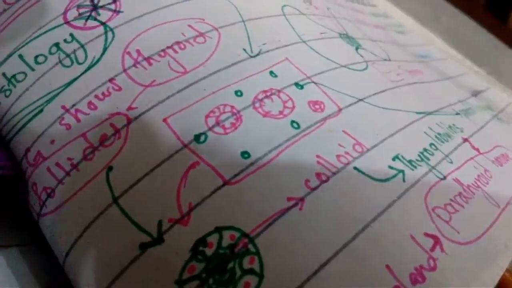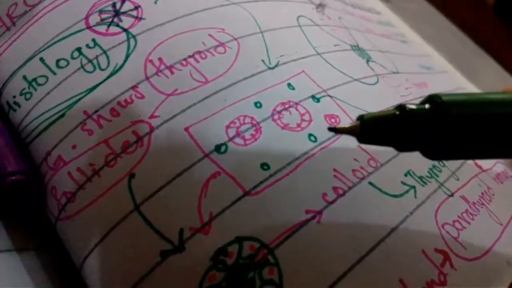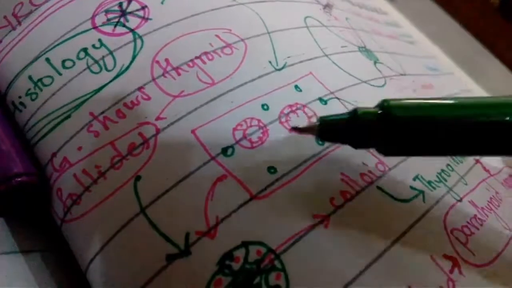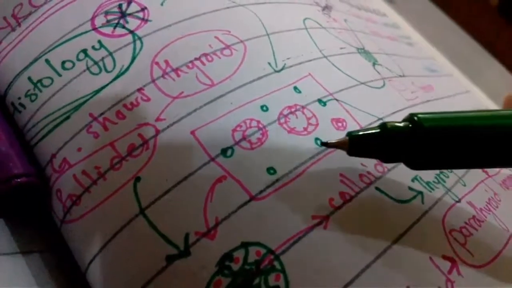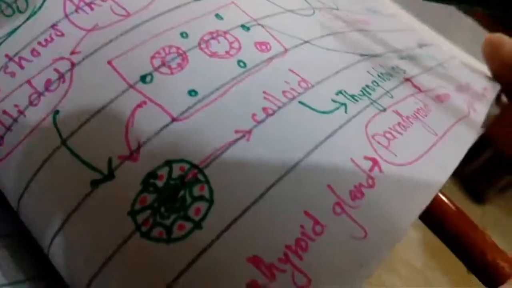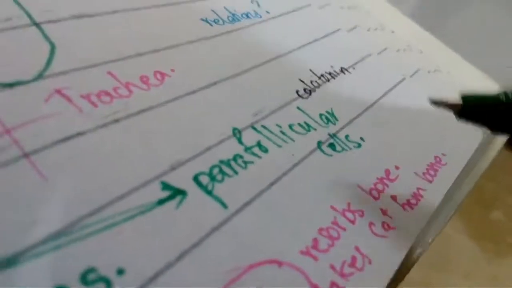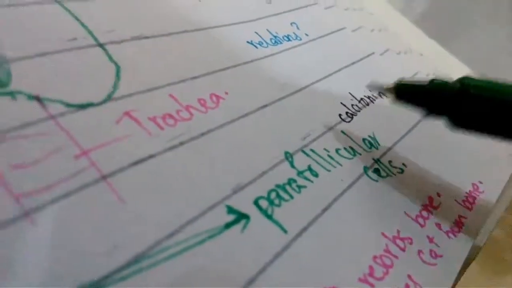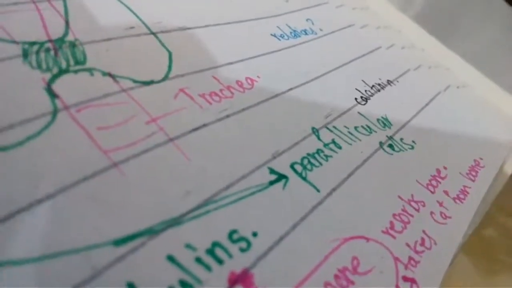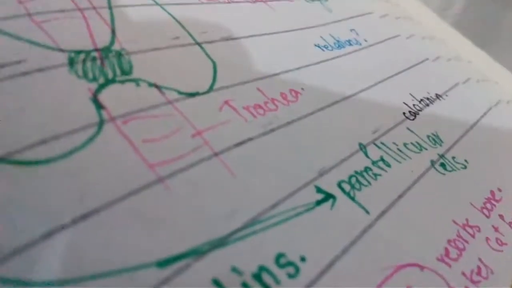The other cells that we have in our thyroid gland are the green ones, that are the smaller ones, that are the parafollicular cells. These are follicles, and these are parafollicular, that means around the follicle cells. The parafollicular cells secrete calcitonin, the hormone calcitonin, which is the friend of the bone.